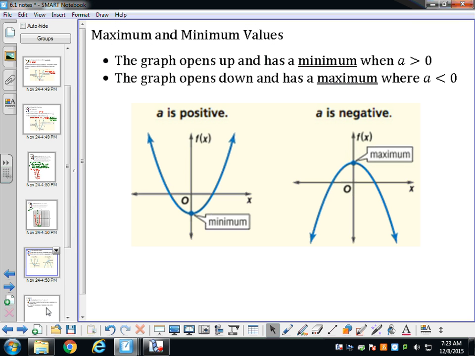Some more information about quadratics. Depending on what your a value is, depends on how the parabola is going to open. If my a is positive, my parabola is going to open upward, and I'm going to have a minimum. Okay? And that minimum is going to lie at the bottom of my U shape. If my a is negative, my parabola is going to open downward, and I'm going to have a maximum where I kind of reach the top of my curve.